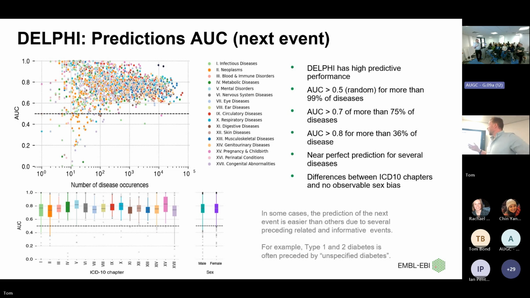But basically across the board, we've got very, very high prediction for this type of model, able to model all disease at the same time, in continuous time. Also, if you look across the different classes of disease, there's no real biases. There's a bit of difference between different classes, but there's nothing that strikes you. And also there's no observable sex bias in aggregate across all diseases.